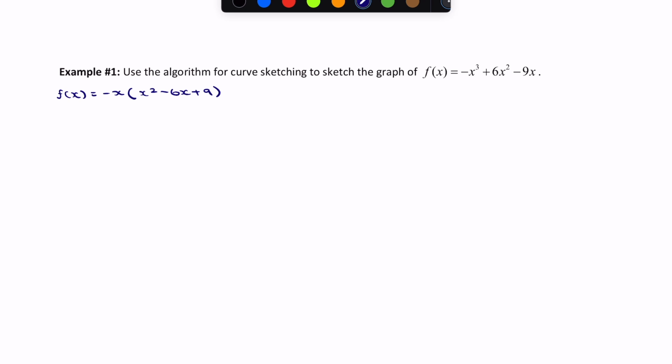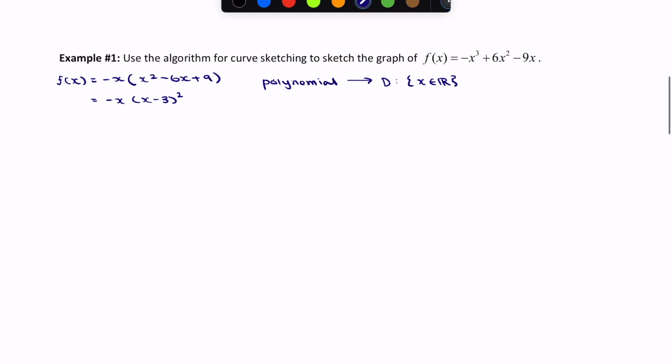And here, since it's a polynomial, we know that the domain in this situation will be x is an element of all real numbers. If we look at x squared minus 6x plus 9, we see that it's a perfect square trinomial. So that will give us x minus 3 squared.